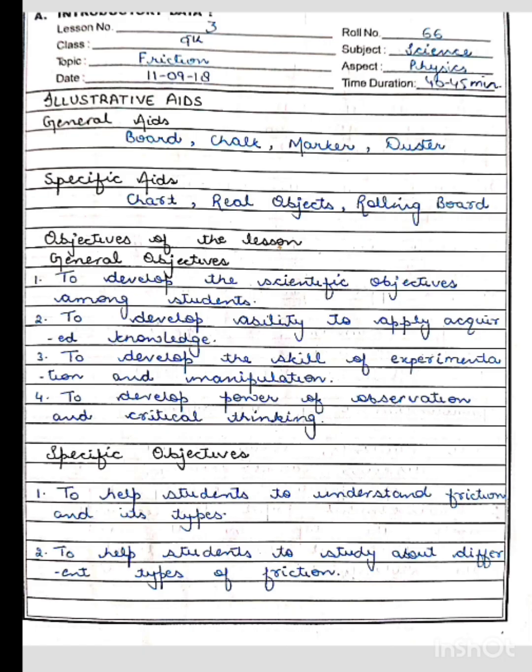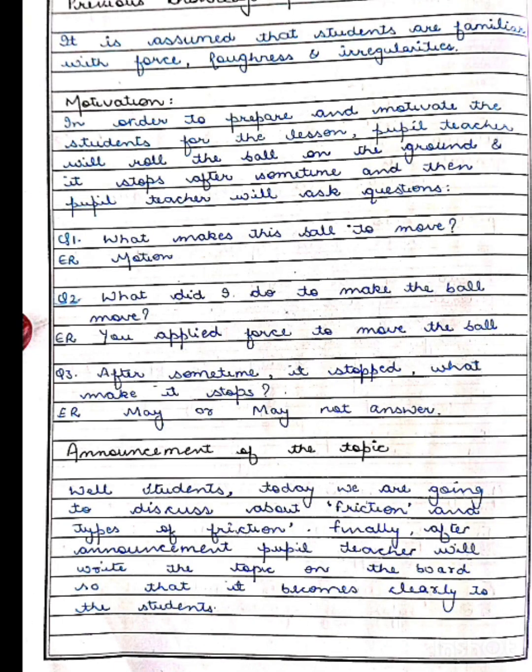As I have already told you, in specific objective you have to write only one objective, that is to help students to understand friction and its types. So no need to write two objectives in this approach. Only write one objective, so please don't write two objectives. Okay. Now the second page.